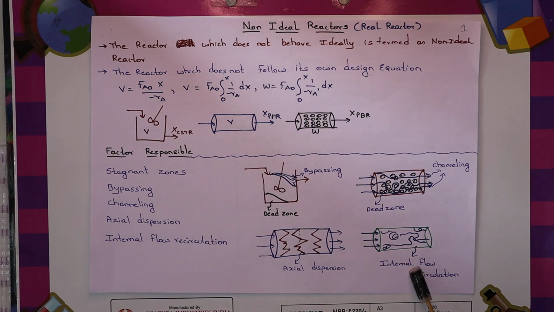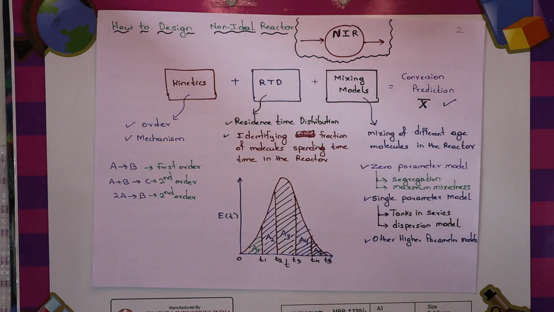Then internal flow recirculations. That means if any molecules enter the reactor, eddy zones might form. Internal flow recirculations mean there is a possibility of eddies in the reactor which will continue to rotate at the same place, where they will trap the molecules for a longer period of time. That means there is a possibility that a few of the reactant molecules will exit early and a few of the molecules which got trapped will exit late. So these are the reasons for the non-ideality. Okay, let us move ahead.